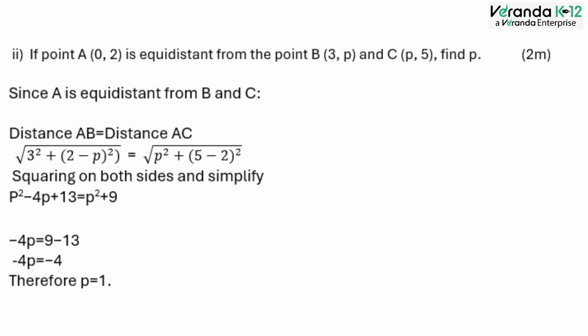So the distance between A and B is square root of 3 square plus (2 minus P) the whole square using the distance formula. And distance AC is square root of P square plus (5 minus 2) the whole square. So after simplification, we'll get minus 4P is equal to minus 4.